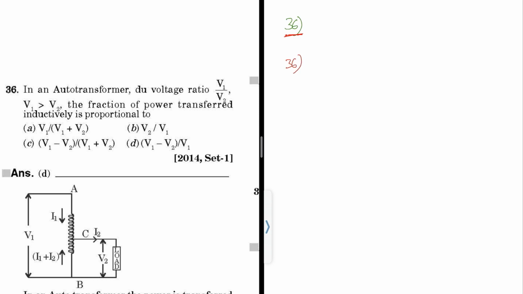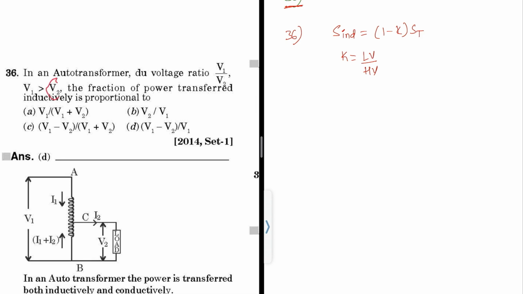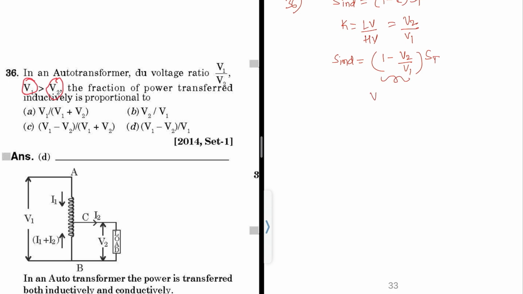Coming to the 36th question. They asked about the inductive power transfer. In general, the inductive power transfer is equal to (1 minus K) of the total power transfer, where K is LV by HV. In the question, V2 is less and V1 is greater, so LV will be V2 and HV will be V1. So inductive power transfer is (1 minus V2 by V1) into ST. They asked for the fraction, so it is (V1 minus V2) by V1. So the option will be D.